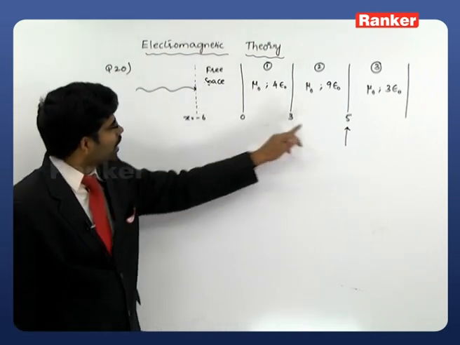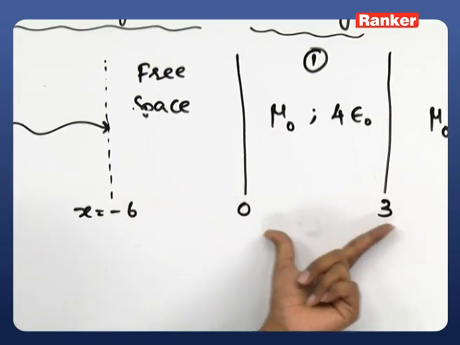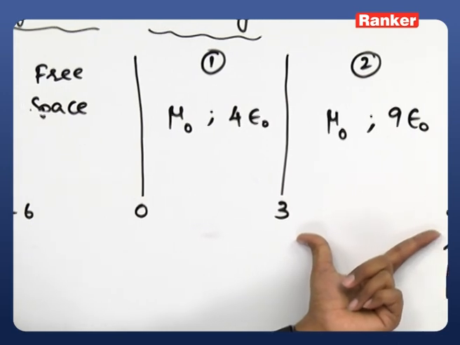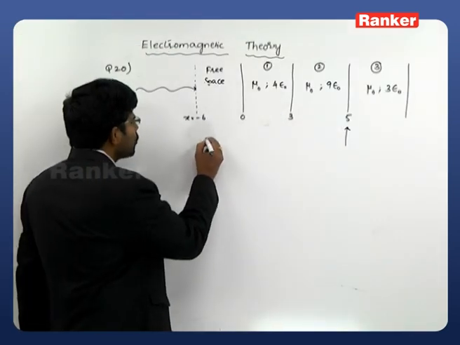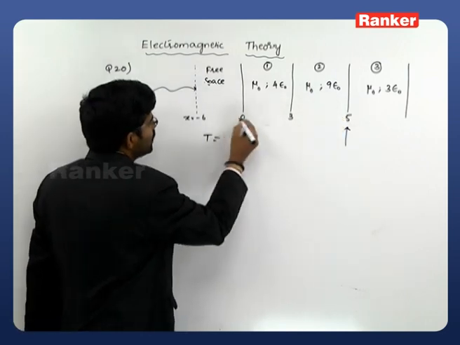Clearly here the distance factor is given to us. This is one distance, this is the next distance, this is the third distance. So what I do is I will take the total time taken to travel up to this part as the distance d1.